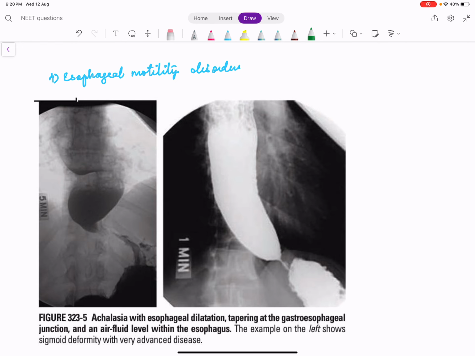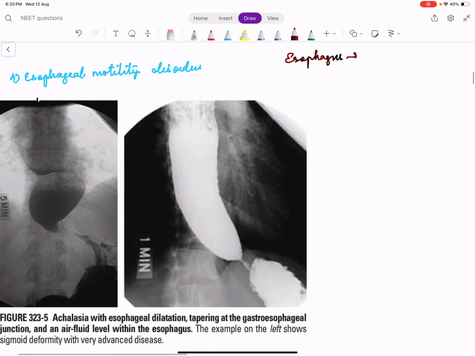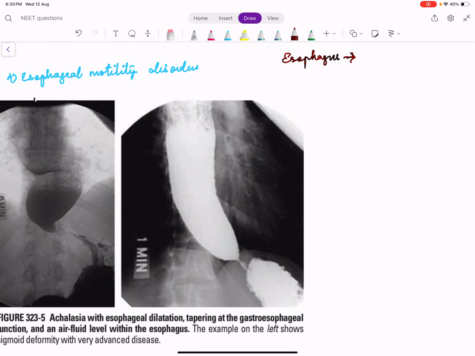So I will go through the GIT one by one. First we will start with the esophagus. As we discussed, odynophagia or dysphagia is one of the symptoms of esophageal disease. There are obviously many reasons. There are functional disorders, there are structural disorders, there are strictures.